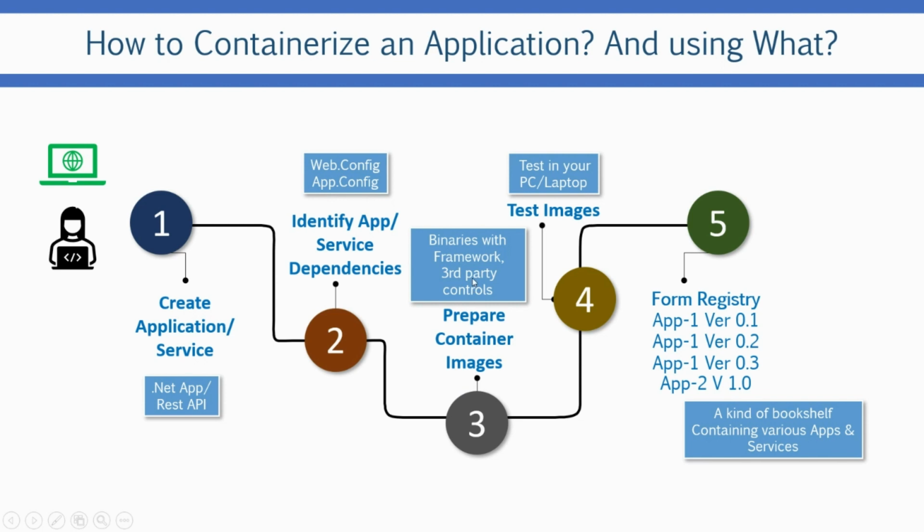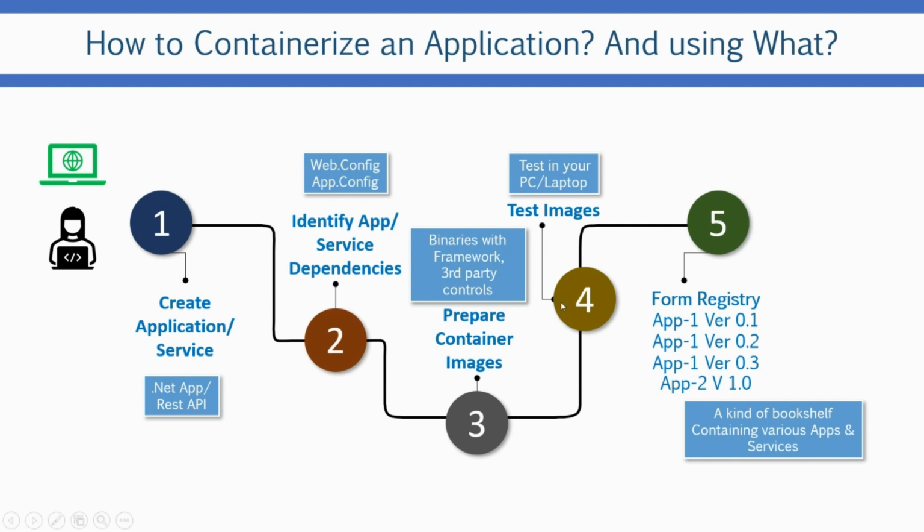So when you build an application, you will get the binaries with the framework and any other dependencies like third-party controls. You will get the binaries with the framework, third-party tools, prepare a Docker file that is nothing but a text file containing the commands. Build it using a special software called Docker, and it will create a Docker image.